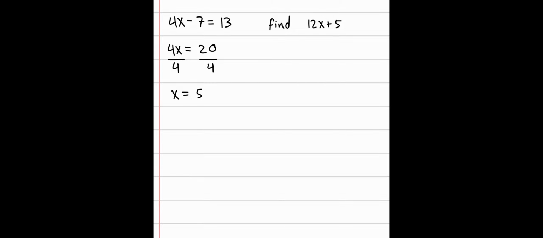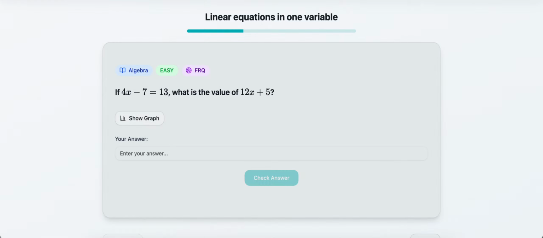And you'll notice that I get 12 times 5 plus 5. 12 times 5 is 60, so I get 60 plus 5, which is 65, right? So 12x plus 5 is equal to 65. All right, well, that was algebraically. Now let's try solving it using Desmos.